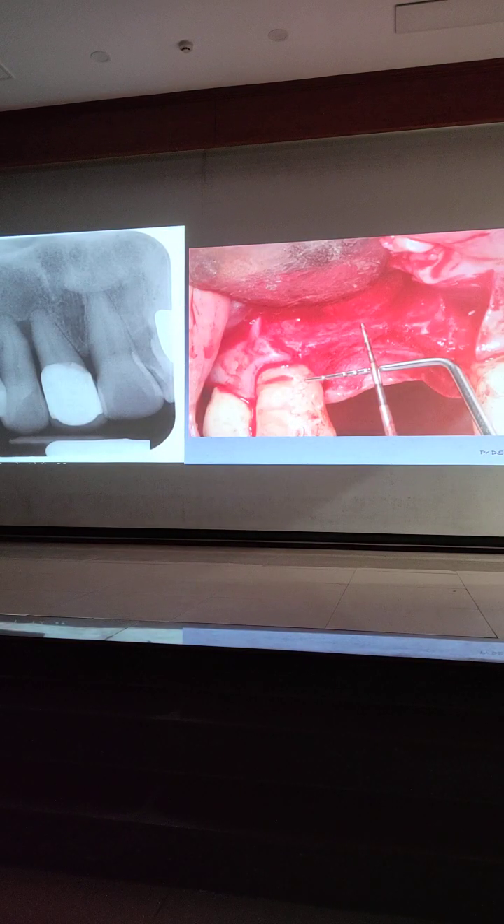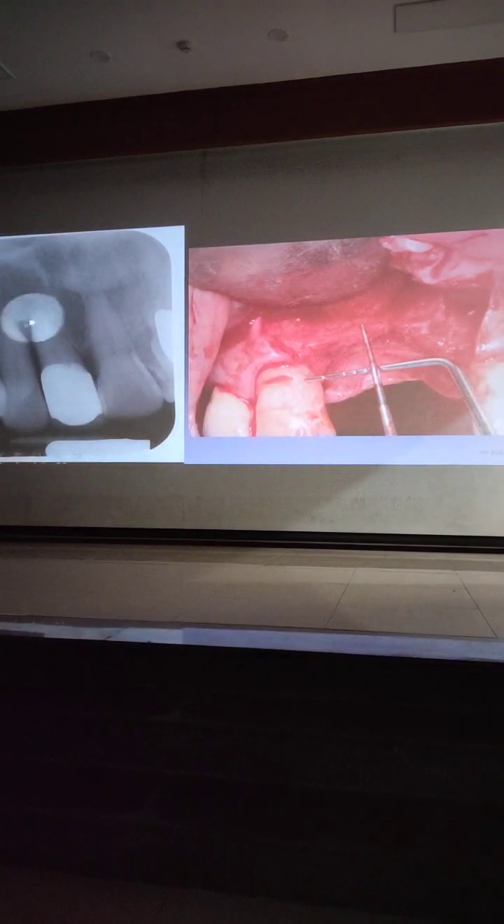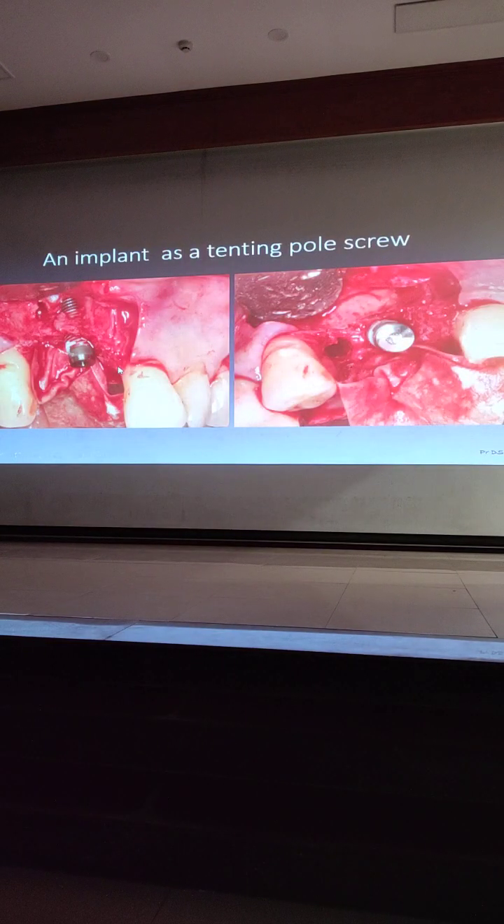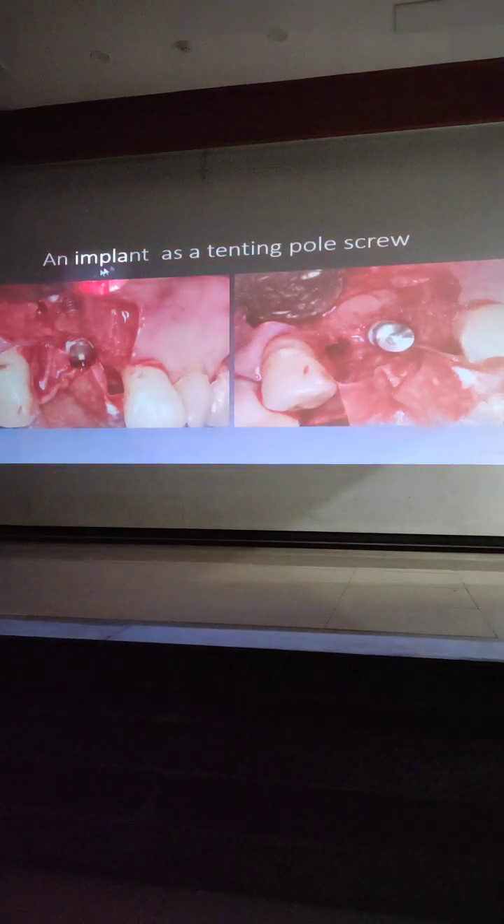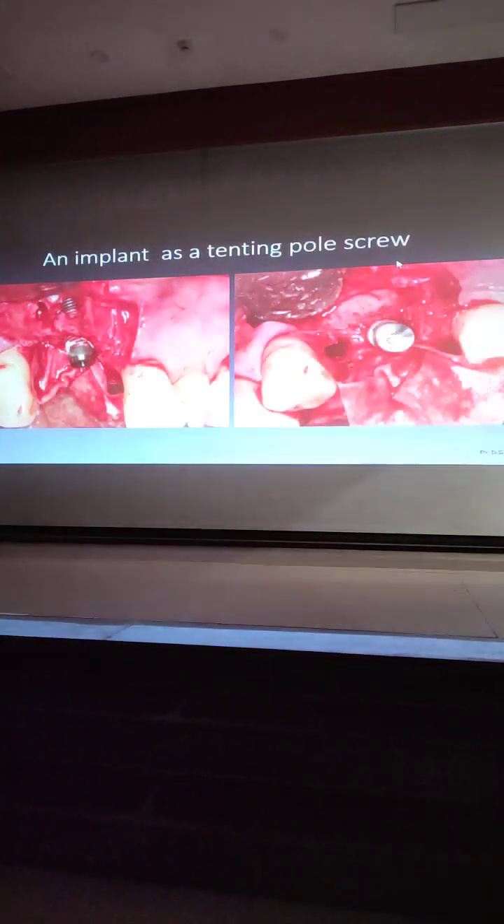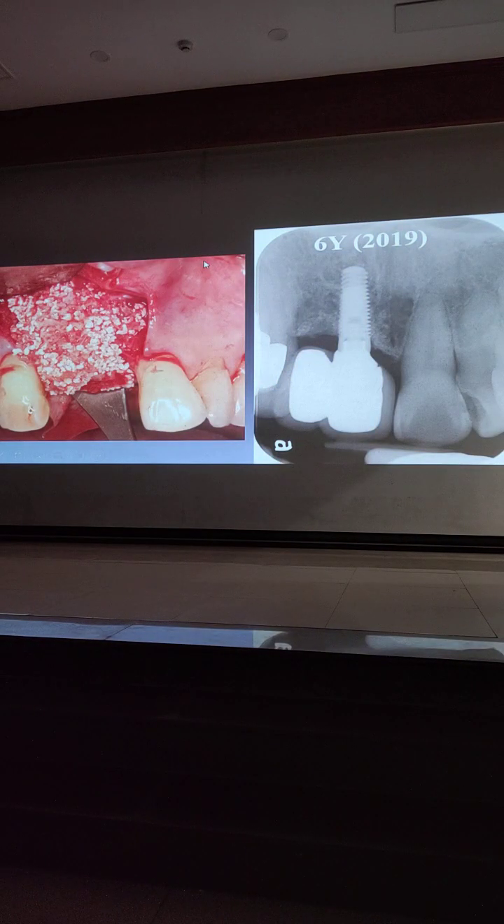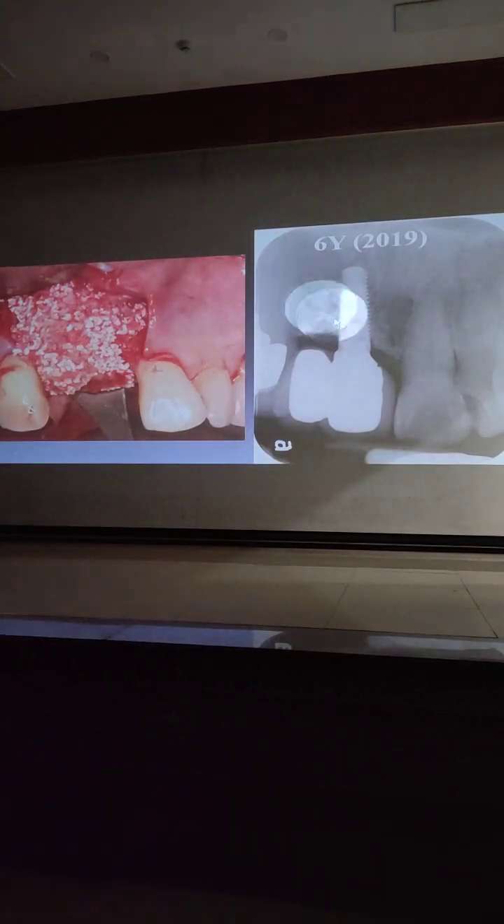This is another case. You can see the severe vertical defect on the anterior maxilla. I placed the implant at the same time, and the implant acts as a tenting pole through the sticky bone, and the CGF membrane was covered. But you can see the marginal bone resorption here.